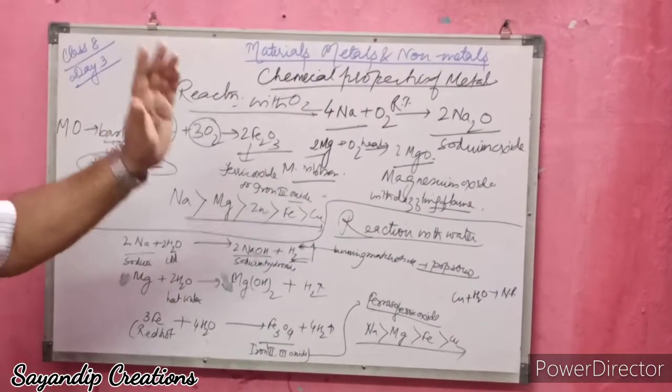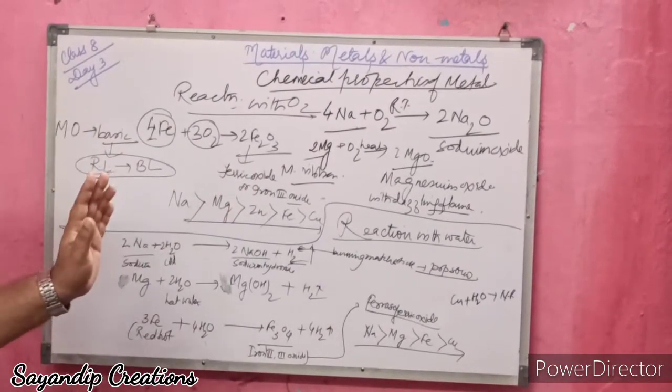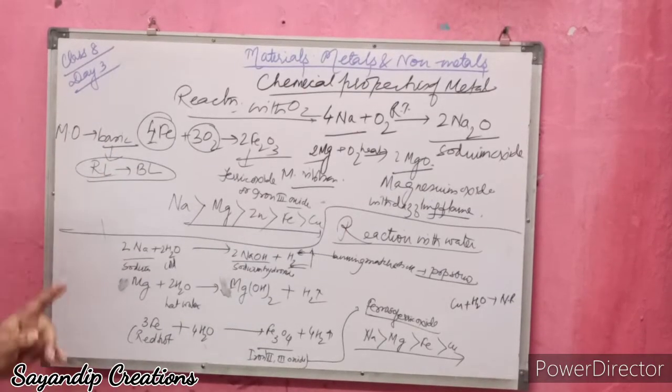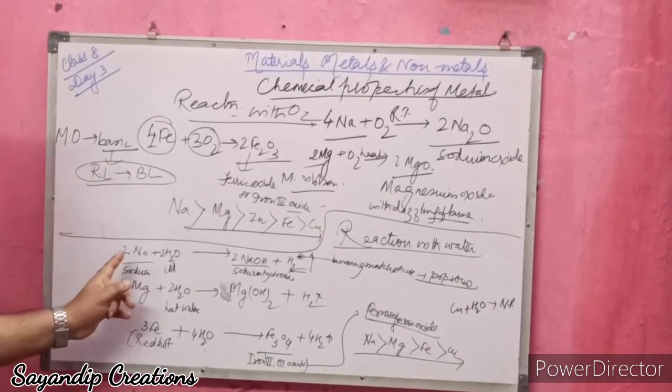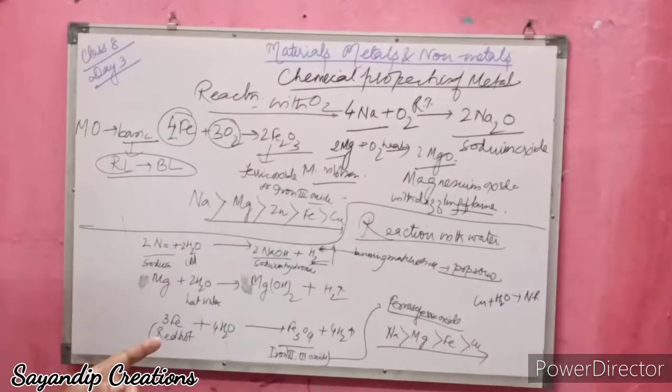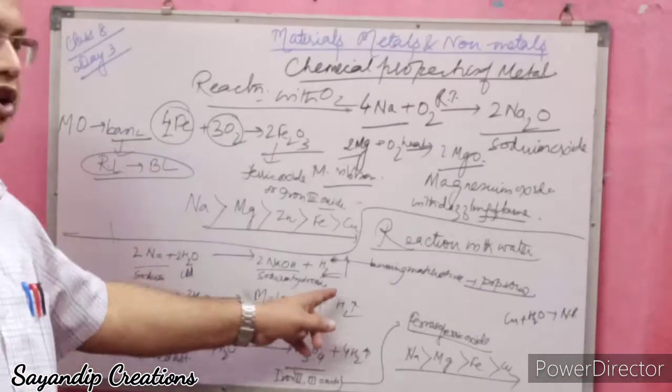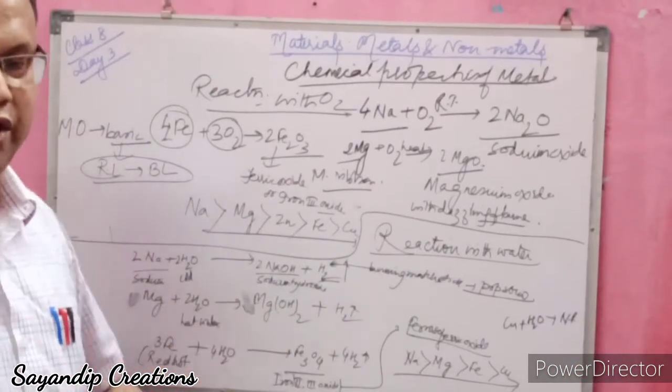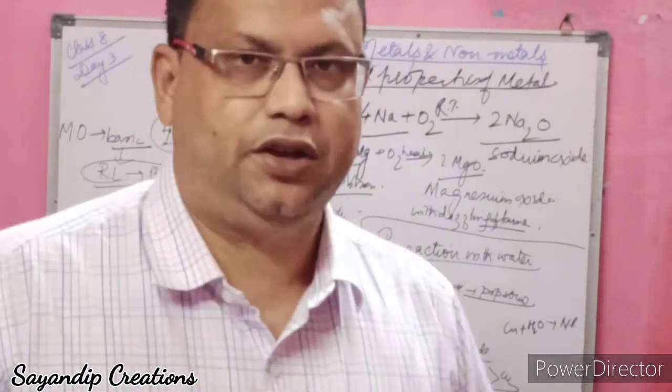Metals react with oxygen to form metal oxide, which is basic in nature, and metals react with water to form metal hydroxide with the liberation of hydrogen gas. Now next I will deal with reaction with acids.